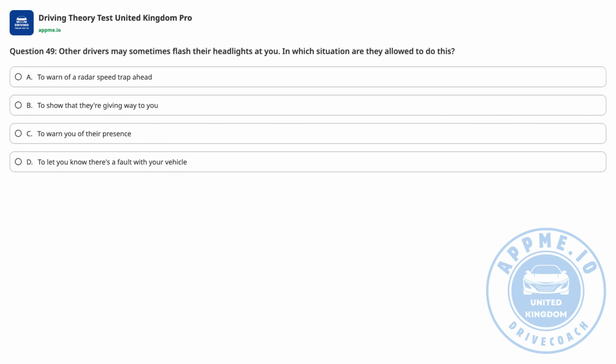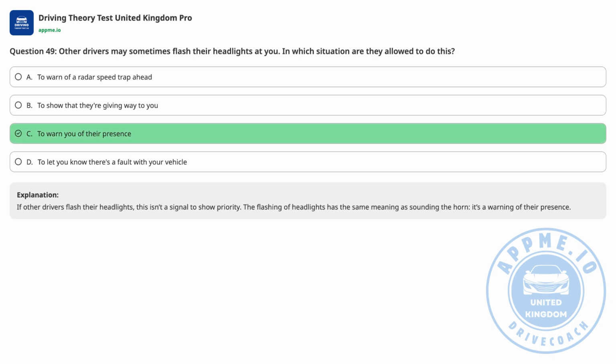Question 49. Other drivers may sometimes flash their headlights at you. In which situation are they allowed to do this? A. To warn of a radar speed trap ahead. B. To show that they're giving way to you. C. To warn you of their presence. D. To let you know there's a fault with your vehicle. The correct answer is C.